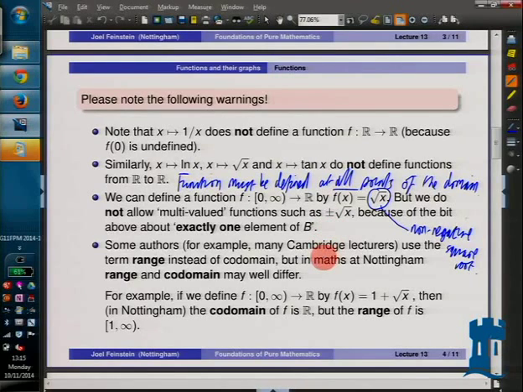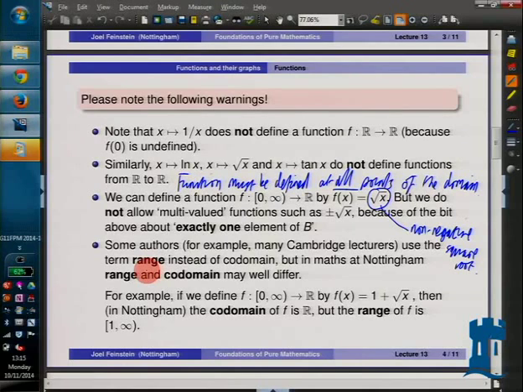Now here's another warning about the word range. Depending on who you are, some people use range to mean codomain. That's what they do in Cambridge. Some people use range to mean the image of the function, the values taken by the function, which might not be all of the codomain.